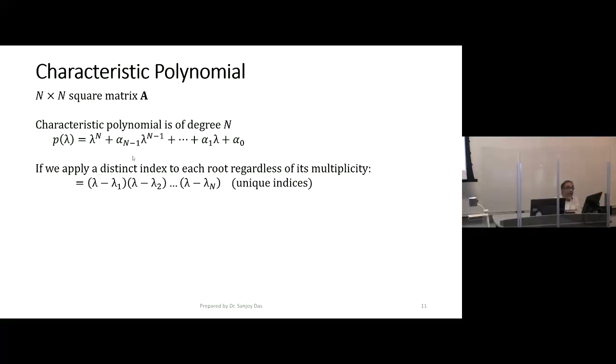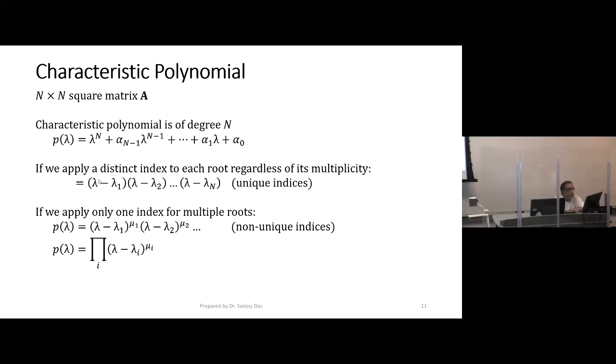Now, I say that there are n eigenvalues, okay? So these are the factors, lambda 1, lambda 2, until lambda n. And so what I'm doing here is I'm following unique indexing. So even if P of lambda has a double root or a triple root, I will call them lambda 1, lambda 2, lambda 3, or lambda 7, lambda 8, lambda 9, if it's a triple root. Okay, so that's called unique indexing.